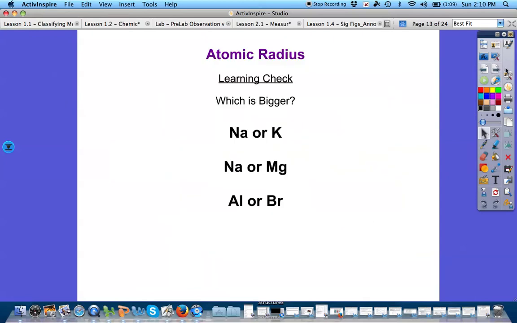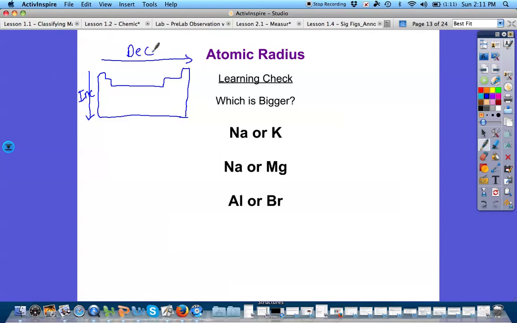So here's just a learning check to see if we can understand which would have the higher atomic radius. Whenever I'm doing these, I like to make a little outline of the periodic table because I'm a visual person, and so this helps me think about the trends. So we said that the atomic radius, as we go down a group, is increasing, and as we go across a period, it decreases.